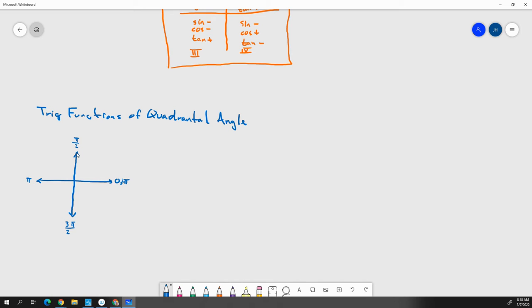And when we're figuring out the trig functions of our quadrantal angles, which are what? 0, pi over 2, pi, and 3 pi over 2. We have to remember what our points are at those angles. We are talking about the unit circle. And the unit circle is always one unit. And so the point here on a unit circle would be 1, 0. And the point here would be 0, 1. And the point here would be -1, 0. And the point here would be 0, -1.